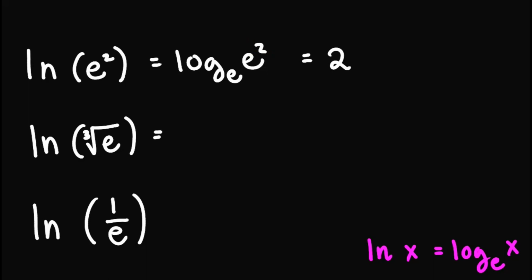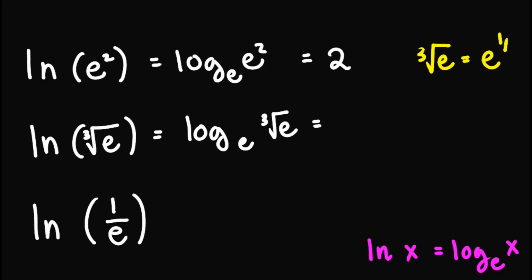For the next one, this one will be equal to logarithm of the cube root of e with respect to base e. Note that the cube root of e is equal to e raised to 1 over 3. Therefore, the answer here is 1 over 3. Last one. For this last one, just note that 1 over e is equal to e raised to negative 1. So, this is simply equal to, the exponent here is negative 1. So, we have here negative 1.